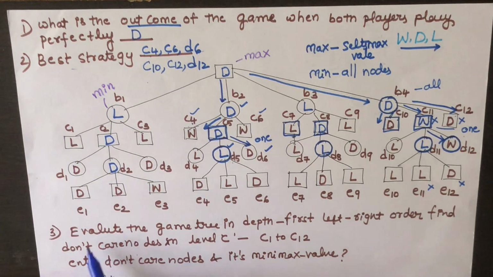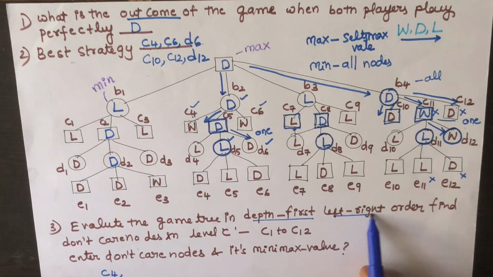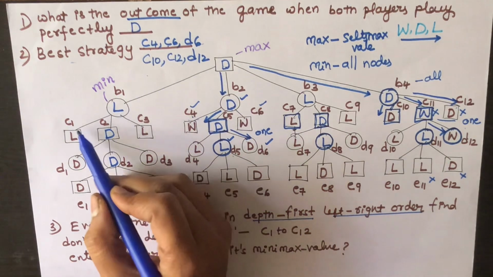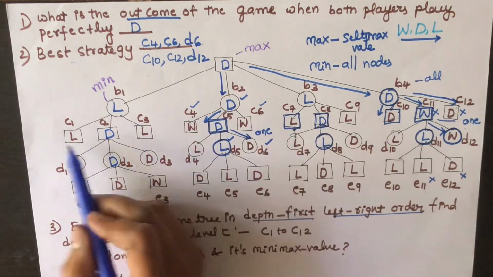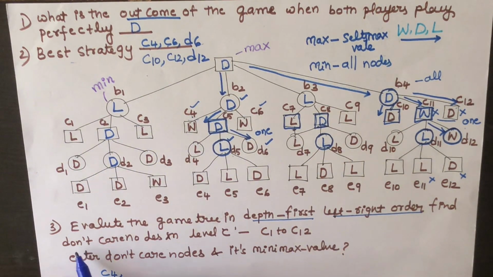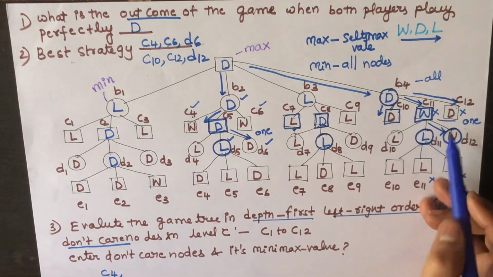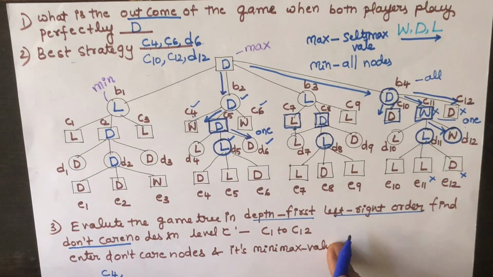Okay, next: evaluate the game tree in depth first, left to right order. Depth first means going depth wise and left to right. Solve in left to right order. Find the don't care nodes in the level C. In the level C, it asks for the don't care nodes from C1 to C12. Enter the don't care nodes and their min max value.